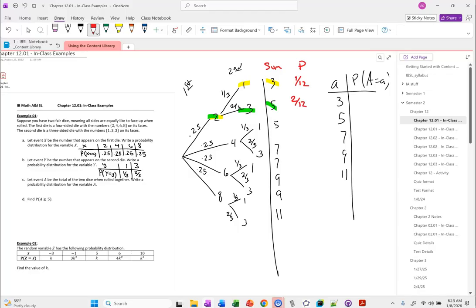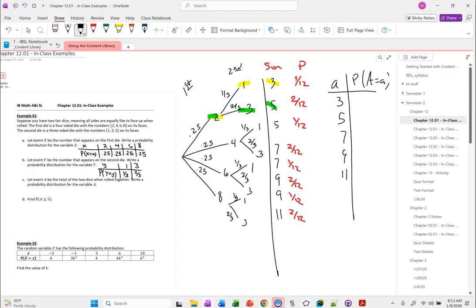To get to this 5, I'm going to do 1/4 times 1/3, so 1/12. And then to get to the next 7, it's going to be 1/4 times 2/3, that's 2/12. And then 1/4 times 1/3, that's 1/12. And then 1/4 times 2/3, that's 2/12. And then 1/4 times 1/3, that's 1/12. And 1/4 times 2/3, that's 2/12. Does everybody feel okay with what I did there?